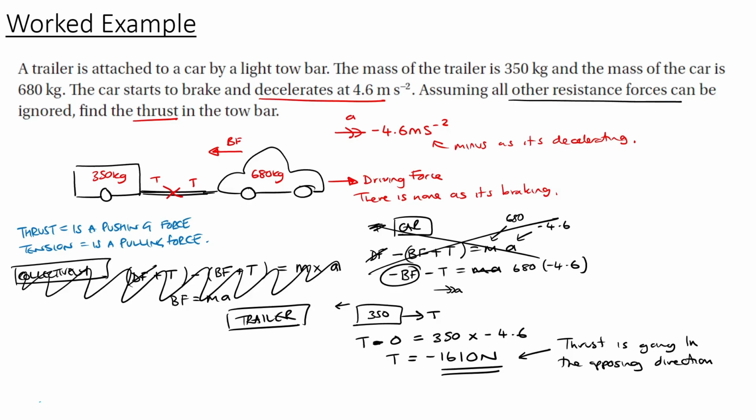Now when something is braking, then all it means is that rather than the thrust going in this direction, it's actually going in that direction. So the actual answer to this particular question is going to be 1,610 newtons. The minus number is talking about the direction, which is not needed in this particular question. It's just asking for the thrust, and so here our thrust is going to be 1,610.